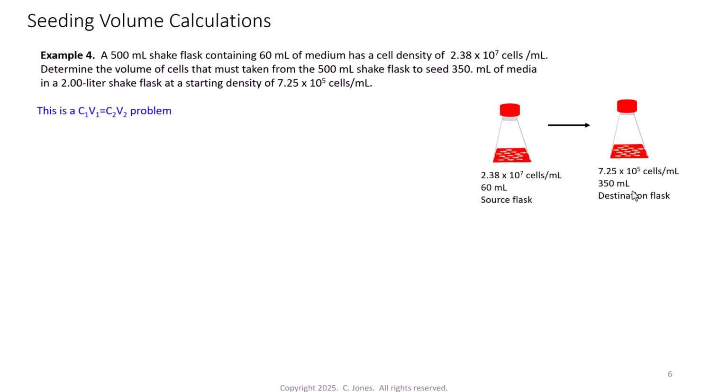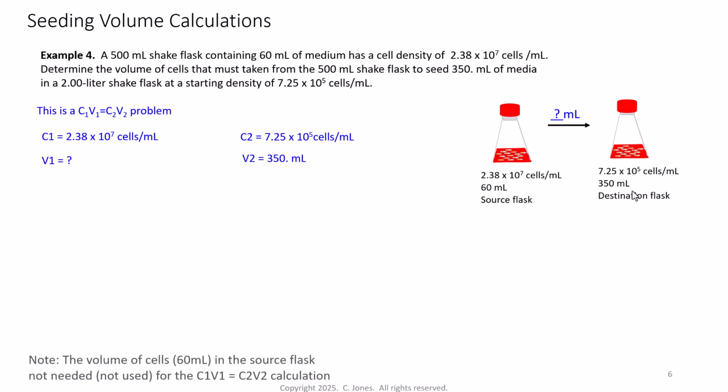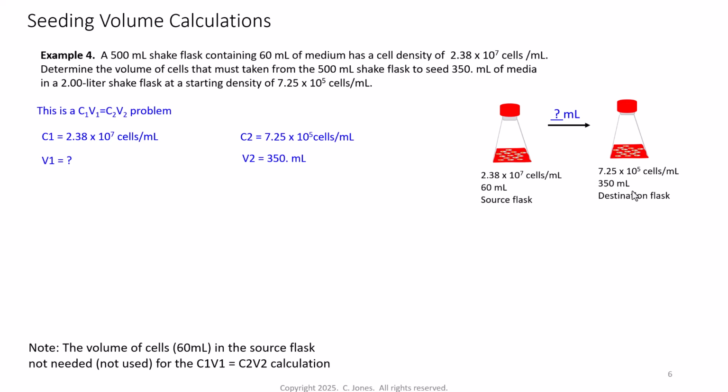Hey, another C1V1 equals C2V2 problem. So once again, assign values to C1 and C2, and V1 is what we're trying to find. That's the volume of the source flask cells that we need to passage into the destination flask. And V2 in this case is 350 mils. Okay, once again, the volume of cells, the 60 mils in the source flask, is not needed for this calculation, so we can ignore it.